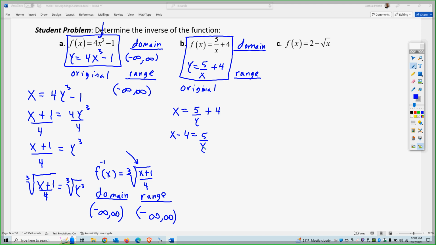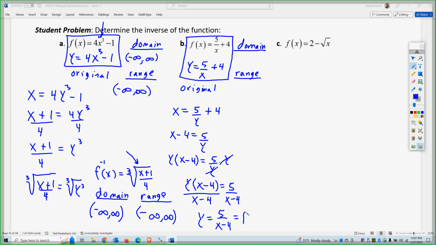So I'll get y times x minus 4 equals 5 over y times y, right? So those will cancel on the right side. So y times x minus 4 equals 5. So I'll divide by x minus 4. So y equals 5 over x minus 4. So that is my inverse function.